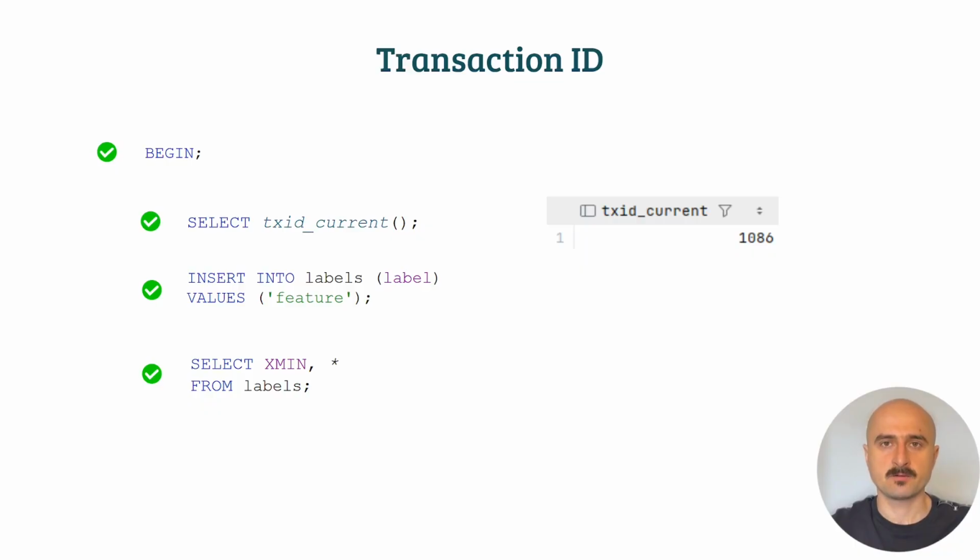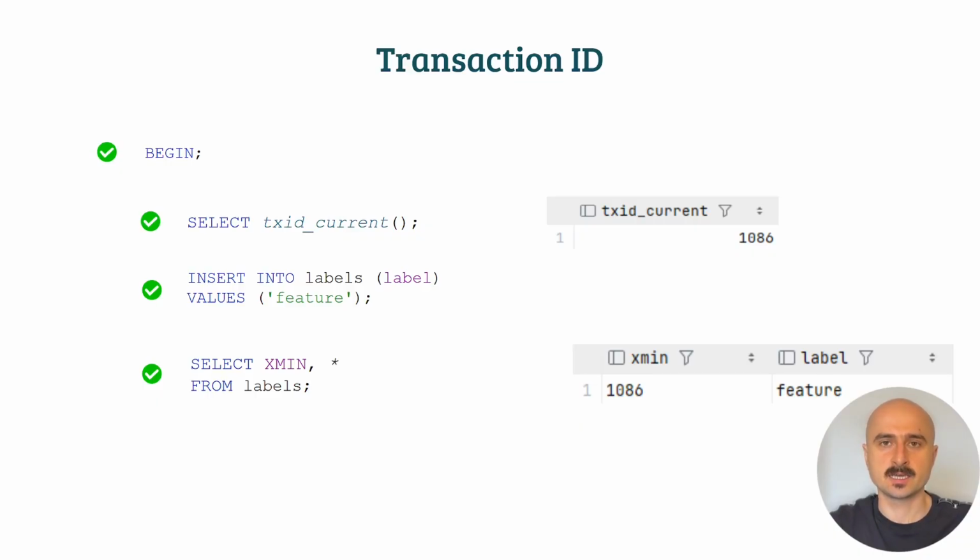xmin is one of the hidden columns that PostgreSQL stores for every table. And this is a special column which stores the value, or rather the transaction ID, that inserted or updated this row, right? So in this case, no surprise that it's gonna be the same as the currently running transaction, because the currently running transaction is the one that inserted this specific row, right? So it can be used for troubleshooting purposes.